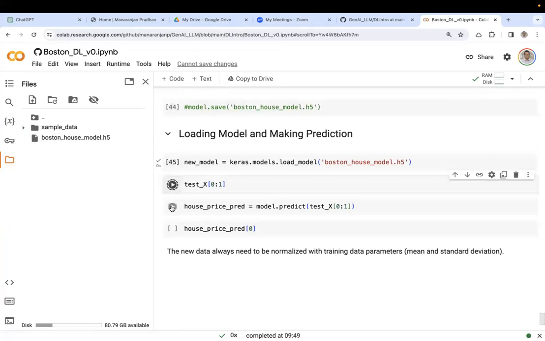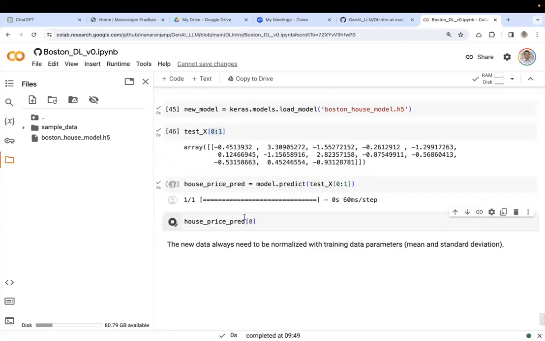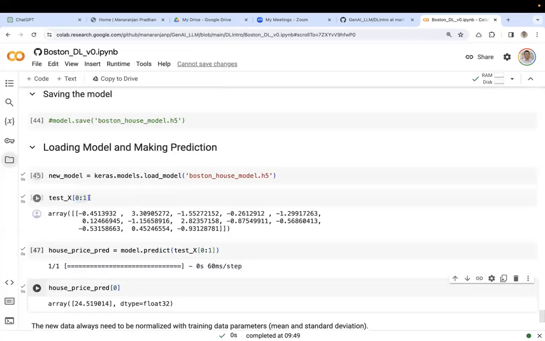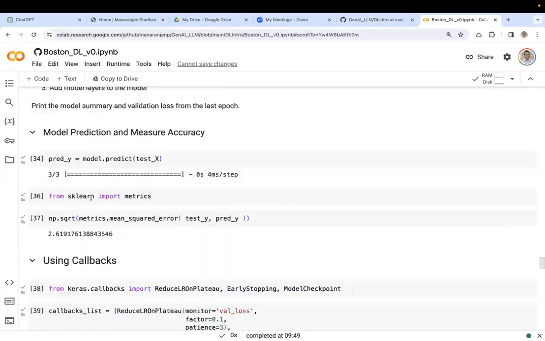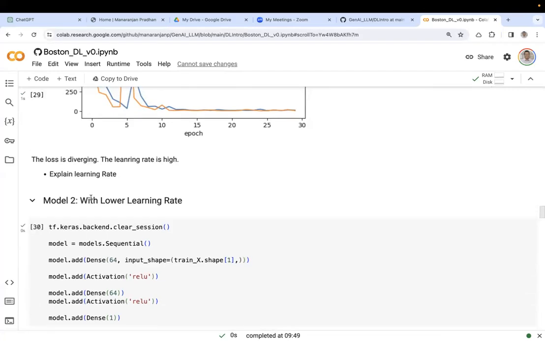Let's say for deployment, you predict and you can compare, right? For example, I load the model and I take one particular house's data and predict at what price the house would be sold, the median price of houses in that particular locality. It says about $24,000. So that's basically an end-to-end demonstration of how these deep learning models are created.